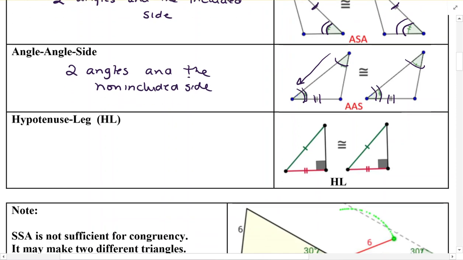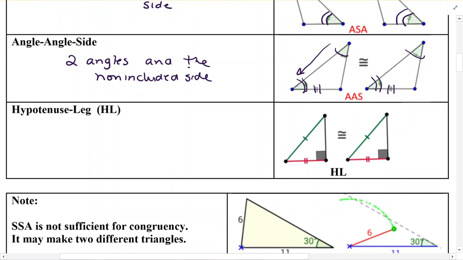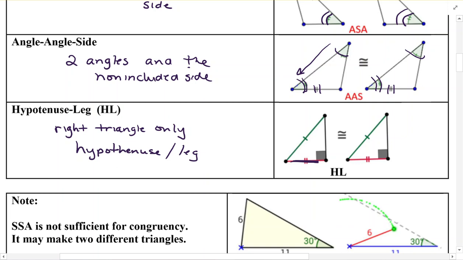The last one pertains to a right triangle only. If you have in a right triangle a leg and a hypotenuse congruent, then the triangles are congruent. So this is hypotenuse, leg. This only works in a right triangle.